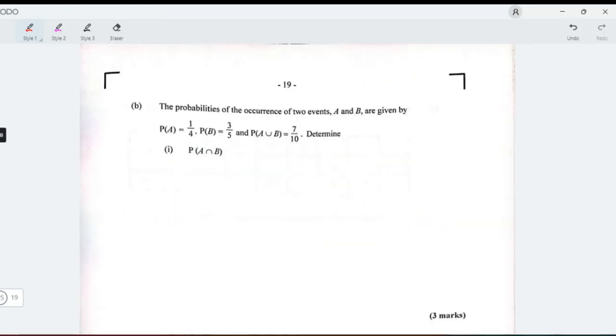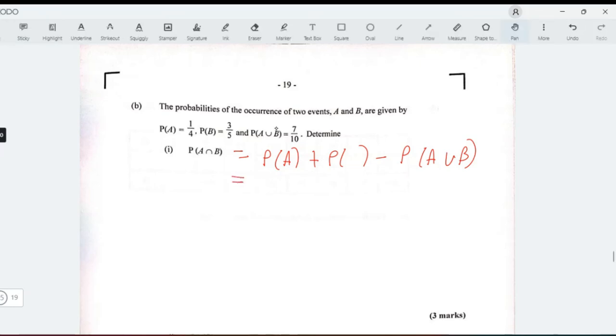Okay, now this one. We want the probability of A intersect B. Remember, the probability of A intersect B is equal to the probability of A plus the probability of B minus the probability of A union B. That is it. You see the B keeps disappearing.